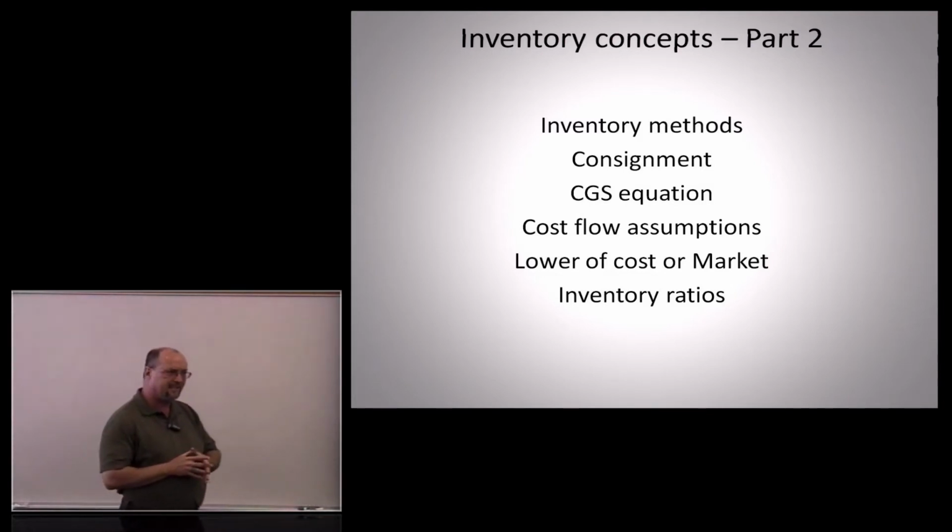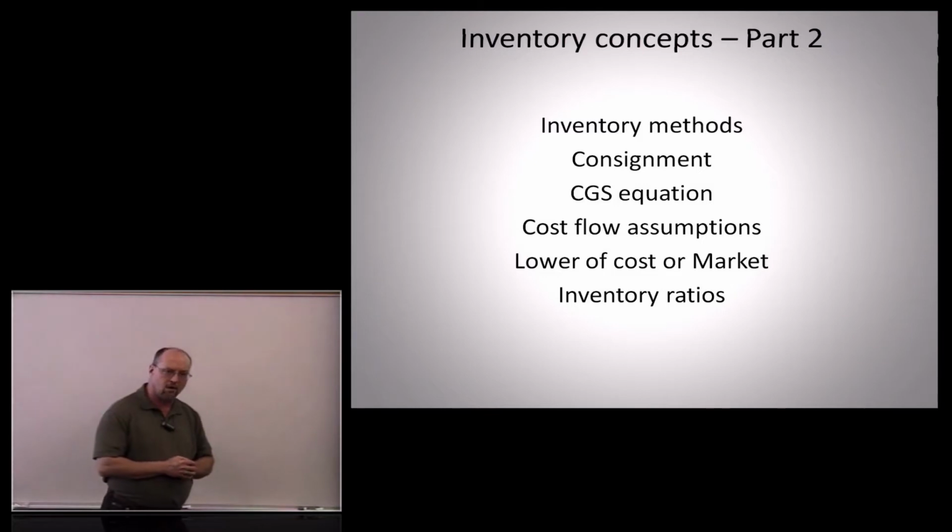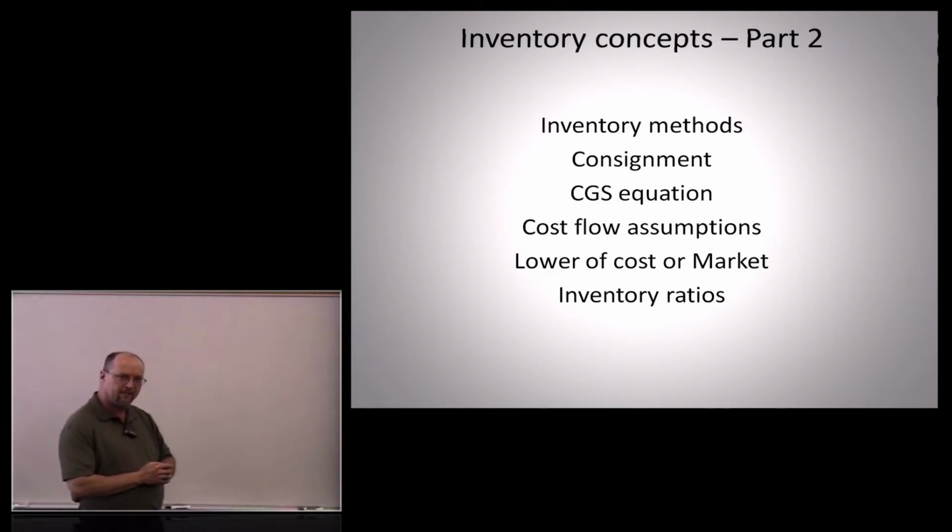And we're not going to get terribly deep into anything related to inventory since this is an introductory class, but it does require some discussion. We'll talk about inventory methods, inventory held on consignment, how we calculate cost of goods sold under a periodic inventory system. The big area for today is we'll look at cost flow assumptions, FIFO, LIFO, average cost.